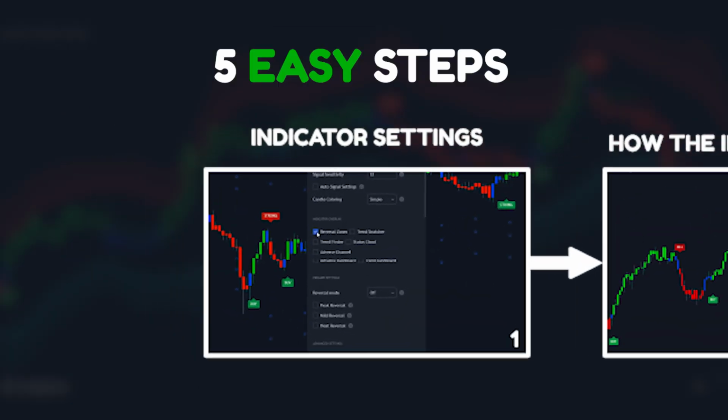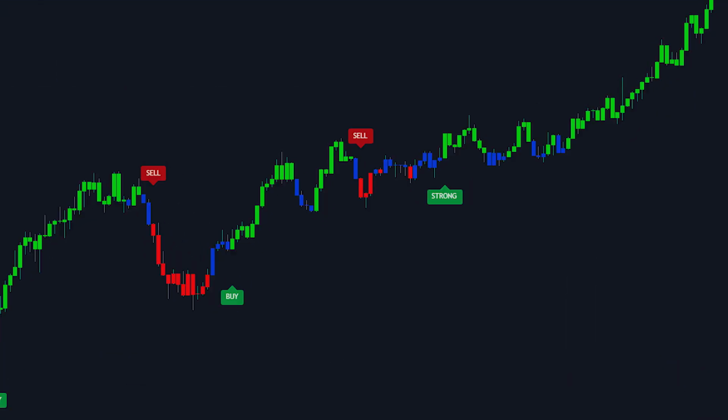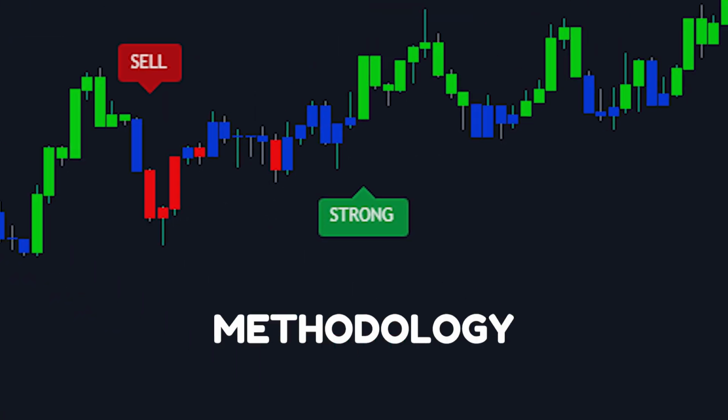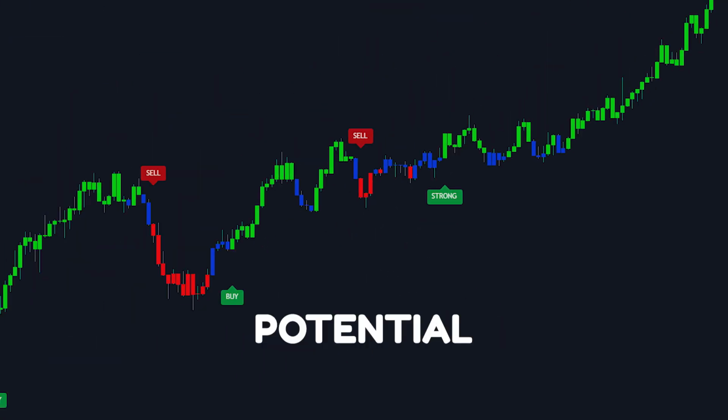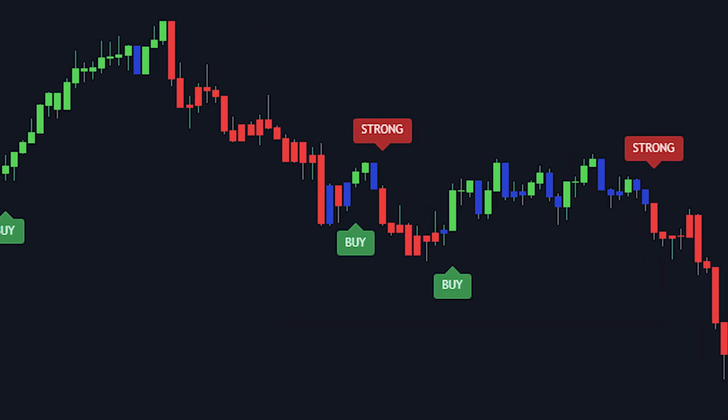Now that we've got the settings down, let me give you a quick overview of how these indicators function. The confirmation signals are based on a performance-adaptive trend-following methodology. They aim to confirm any potential actions you might take, especially when used alongside other indicator overlays. And hey, there are two types of confirmation signals: normal signals and strong signals.